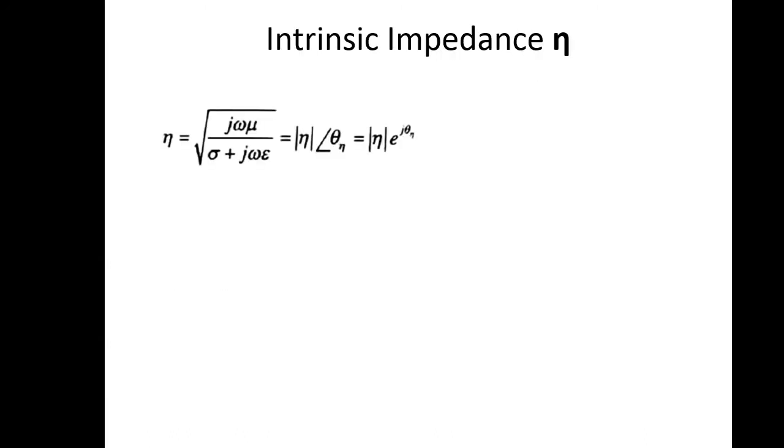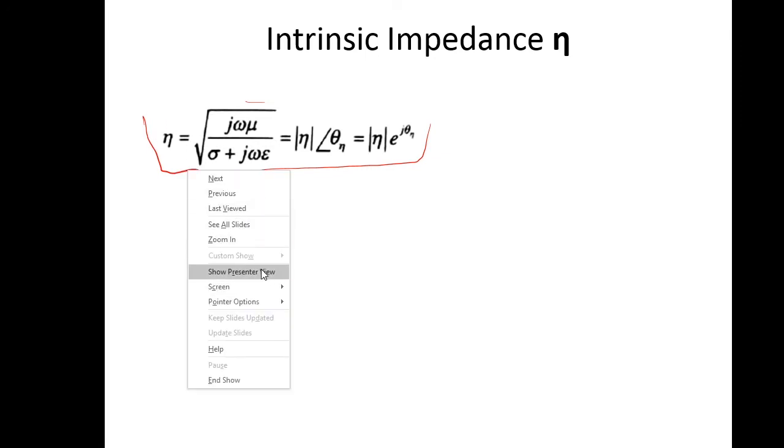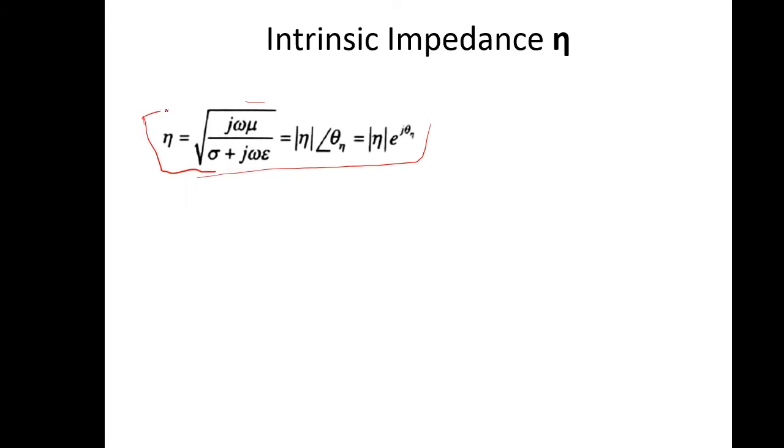Now intrinsic impedance, this is the equation. Eta is given by square root of j omega mu divided by sigma plus j omega epsilon. You might be remembering the equation for eta. Okay, this is the equation for eta.